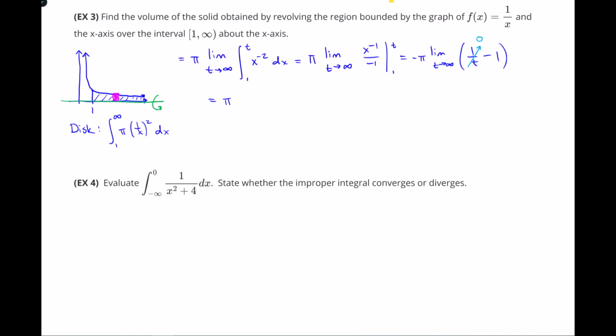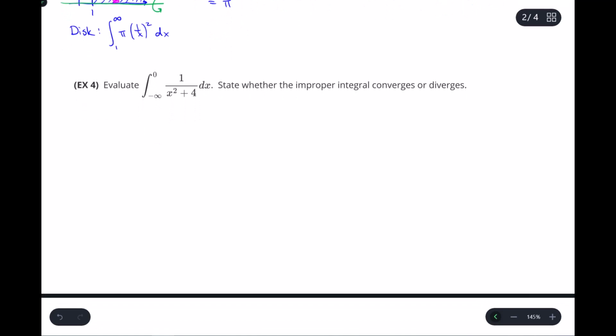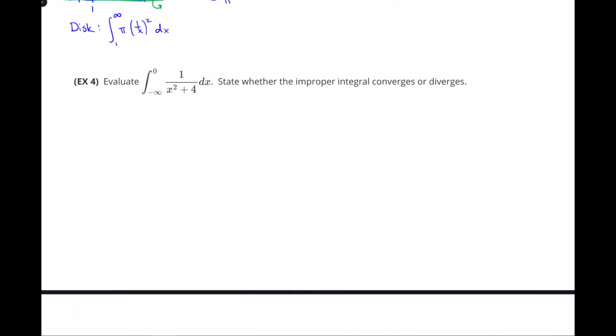Okay, the next problem here, evaluate the integral from negative infinity to 0 of 1 over x squared plus 4 dx. State whether the improper integral converges or diverges.